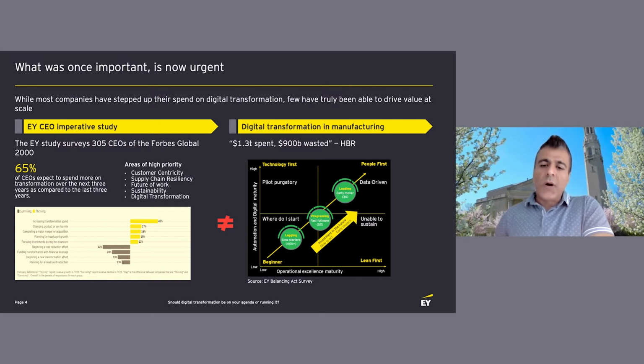What's interesting is while 65% of the CEOs say they will invest more in transformation over the next 3 years than they have in the last 3, their priorities are more or less aligned. We continue to hear five major themes come up in all of our conversations.